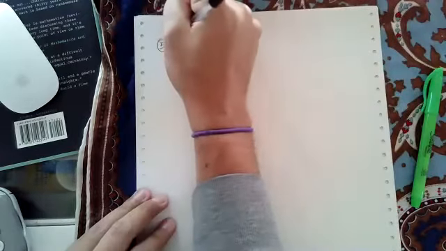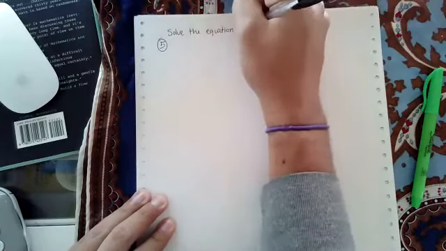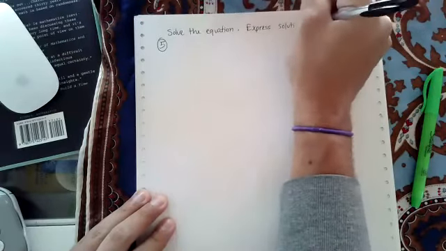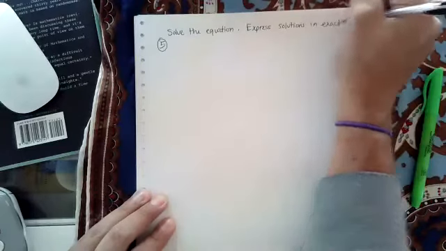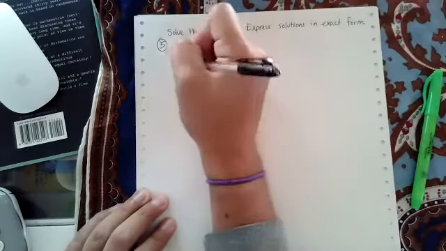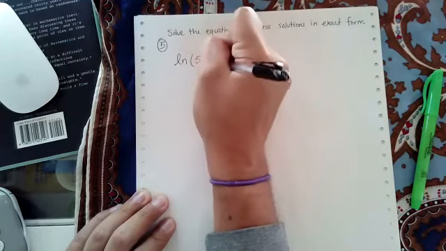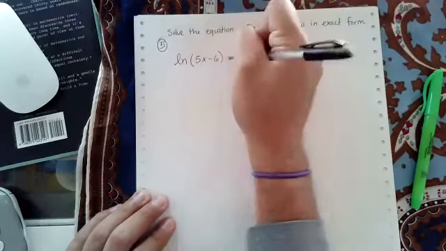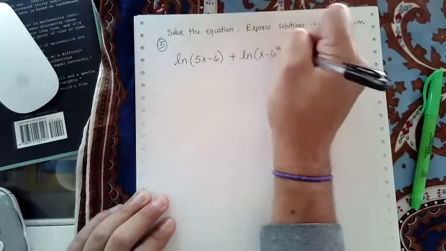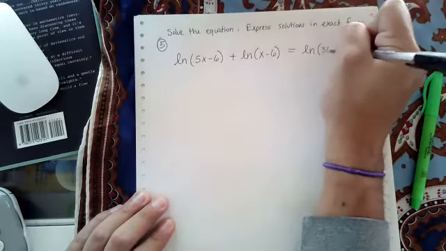So we need to solve the equation and express the solutions in exact form. So I'll guide us through this one. We have the natural log of 5x minus 6 plus the natural log of x minus 6. And that's equal to the natural log of 36.